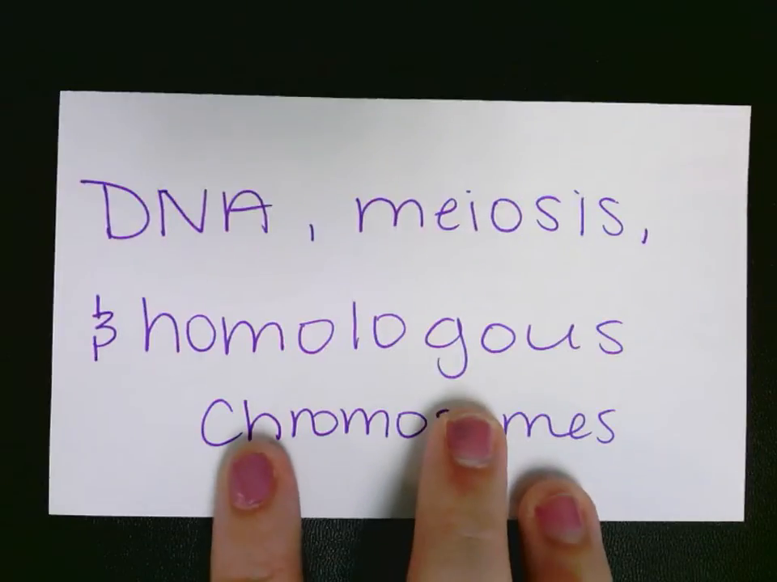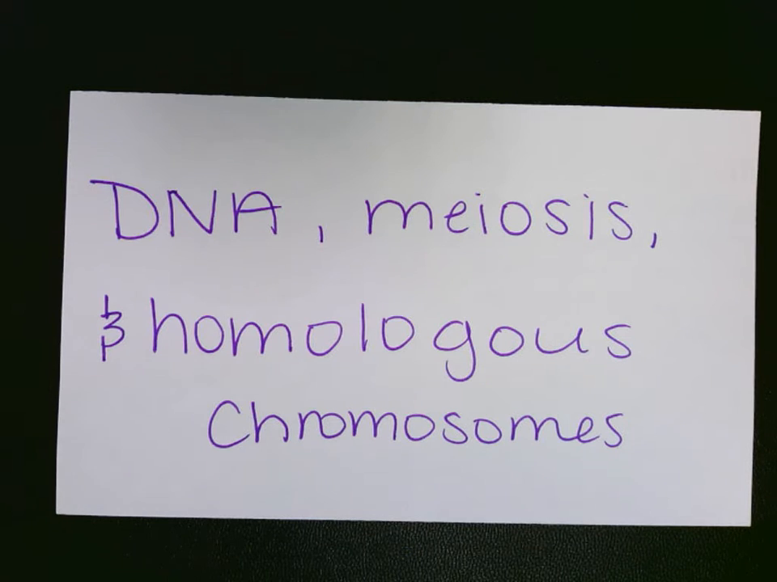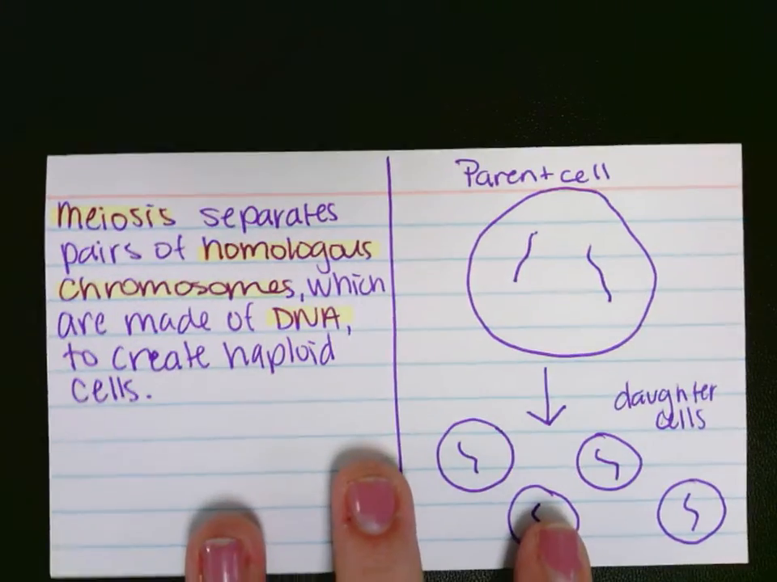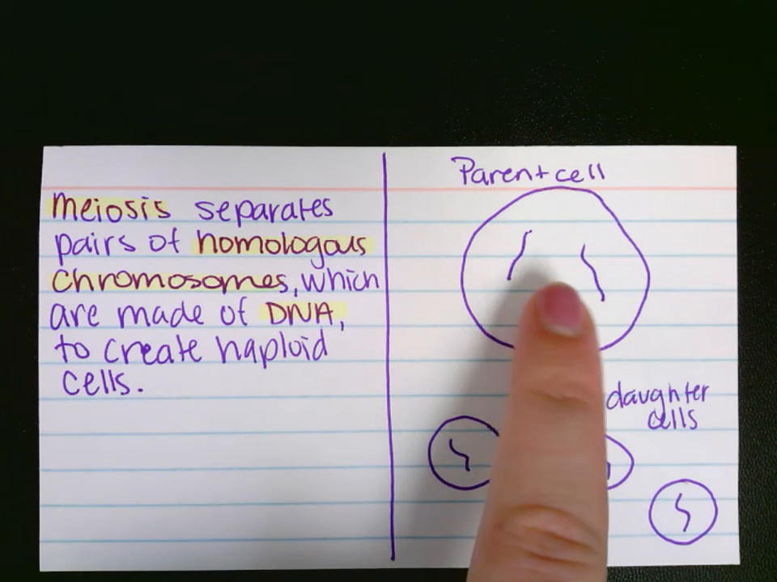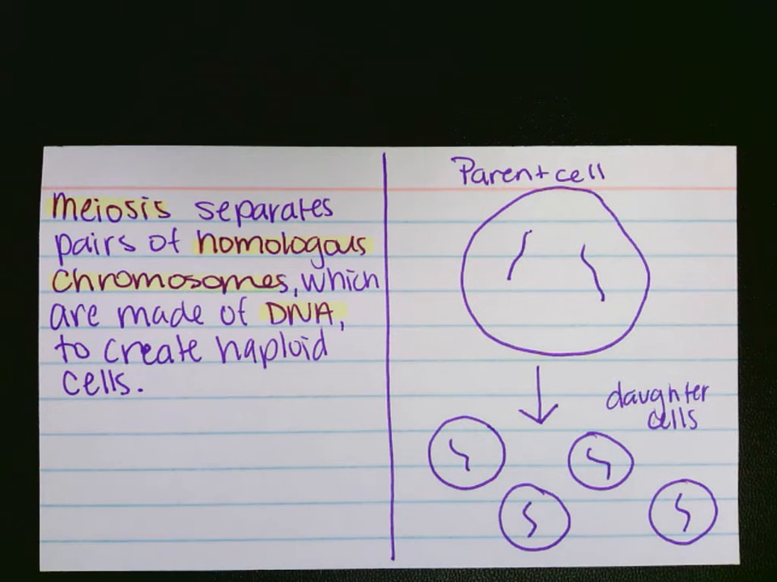What about DNA, meiosis, and homologous chromosomes? We have 3 this time. Okay. Meiosis separates pairs of homologous chromosomes, which are made of DNA, to create haploid cells. So we have our parent diploid cell divided to make 4 haploid cells.